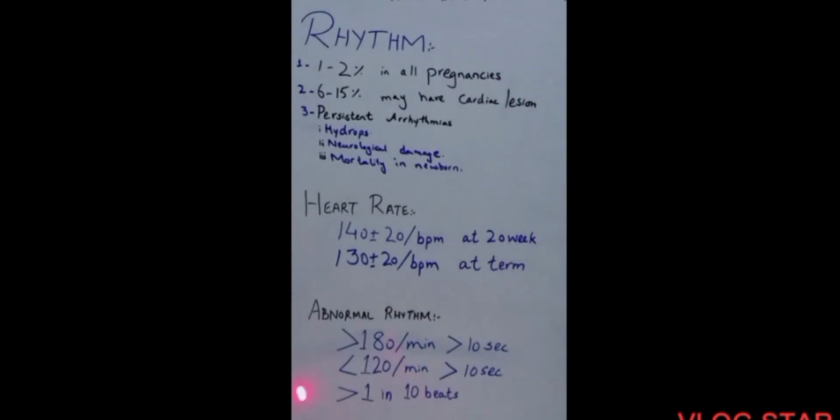Number three is the frequent irregular beat, when there is more than 1 in 10 beats irregular. It is said to be a frequent irregular beat.